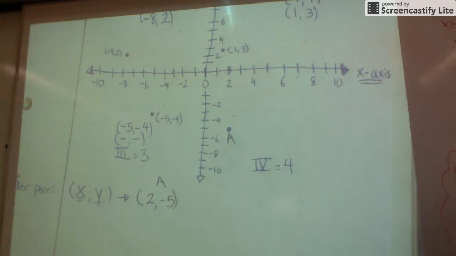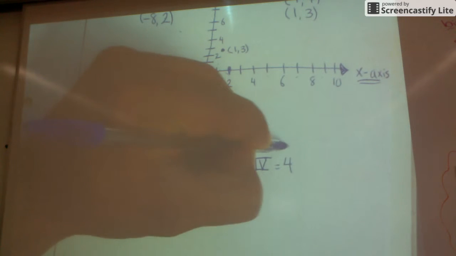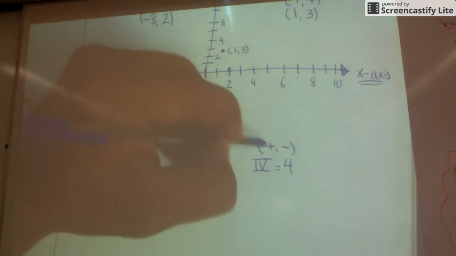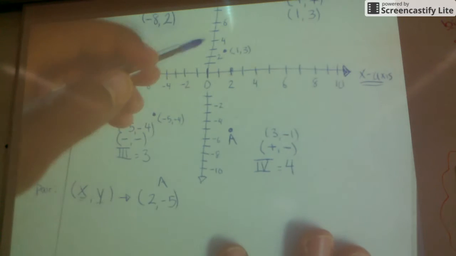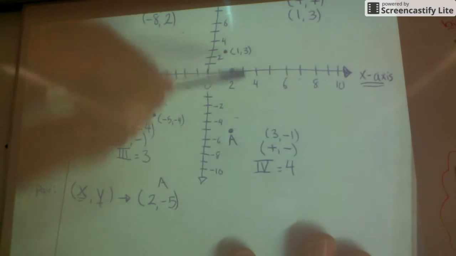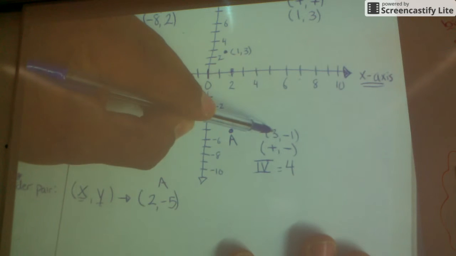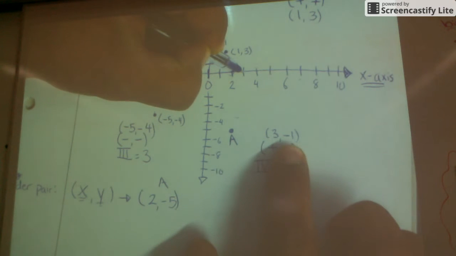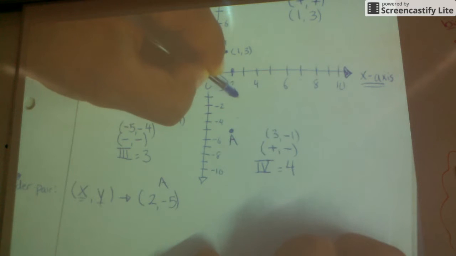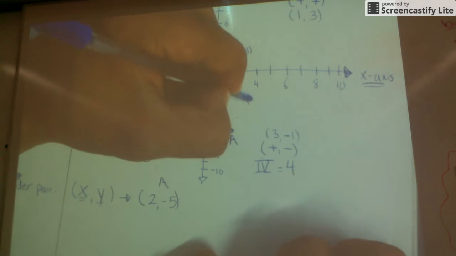Quadrant 4. Okay. You guys should be getting it now. We have a positive and a negative here. So let's do our example. Let's do 3, -1. Opposite of this one a little bit. So I'm going to start with 3 positive on my x. 1, 2, 3 positive. Then I'm going to go 1 negative. So I'm going to go down 1 on my negative. And here's my point. 3, -1.